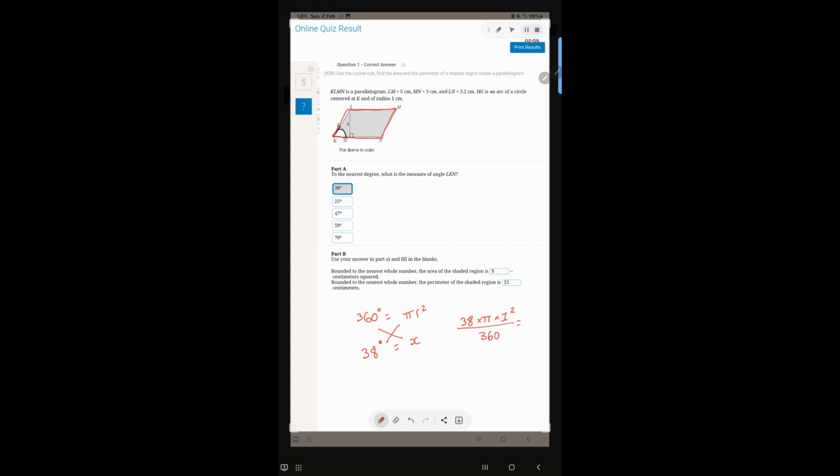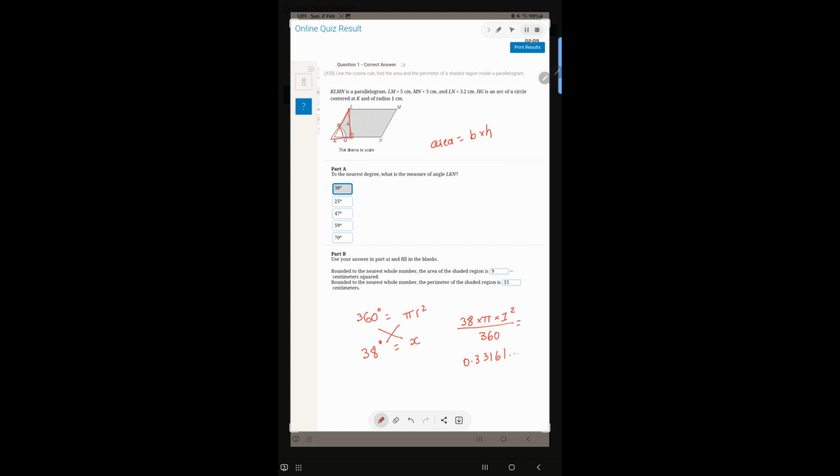You can put this on your calculator. Just use pi on the calculator. You should get 0.33161. You can stop there. And then find the area of the parallelogram. So area of a parallelogram is base times height. You don't have the height, so you need to find the height here. You can use this triangle.